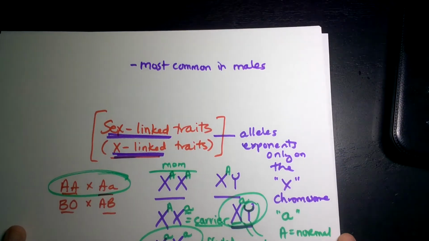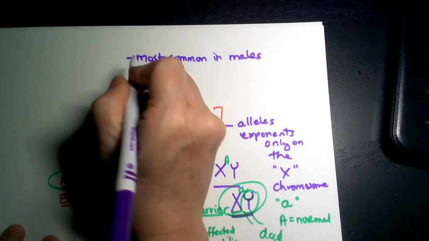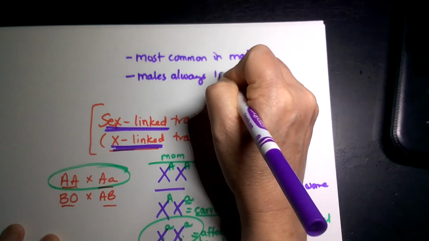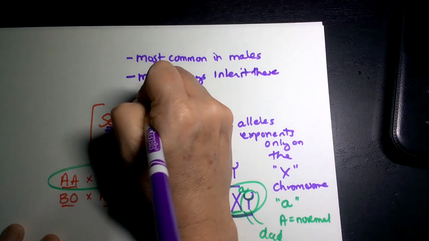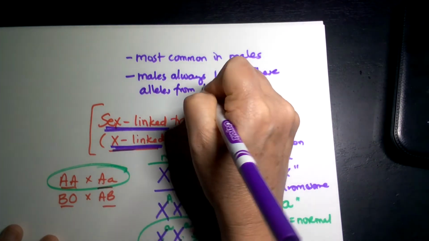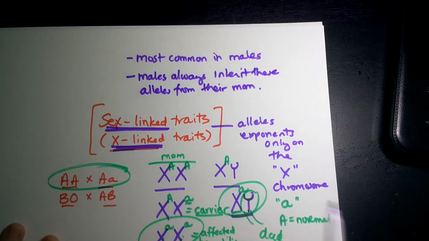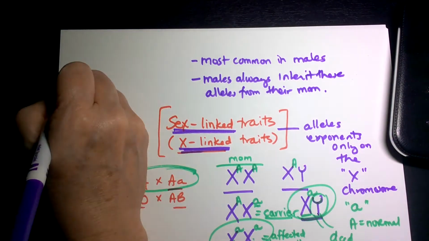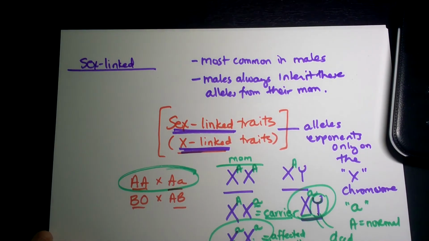Okay, and that's only because they have one X chromosome, so the odds are against them in this one. But females can have all these traits, and males always inherit these alleles from their mom. That's because if they're a male, the other letter they got was a Y, and they had to get that from dad. Now, there's more than this, but our most common sex-linked traits, and you have to know these, will be referred to as sex-linked or X-linked, and they are all inherited the way we're seeing here.